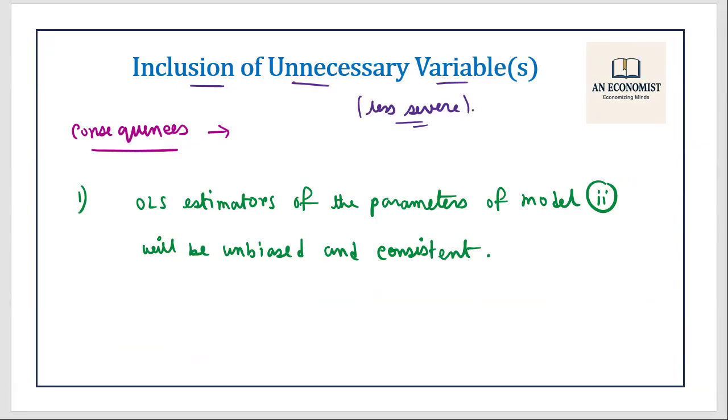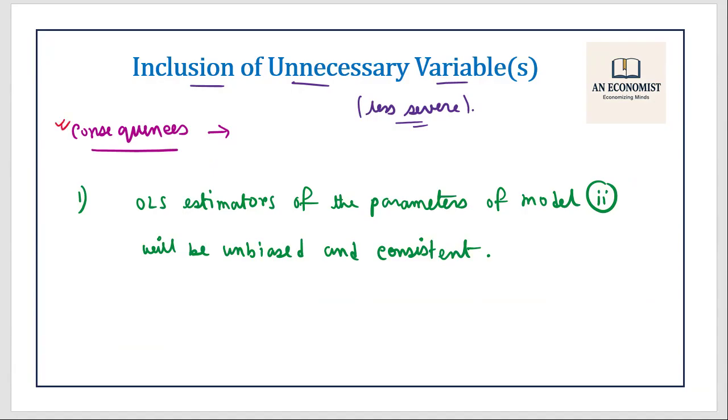So omission of a relevant variable is a more severe kind of problem relative to the inclusion of unnecessary variables. Ideally, both specification biases should not be present in your model, but if one is present, the inclusion of an unnecessary variable will be less severe. The consequences will be less severe than the omission of relevant variables. Right now, let us see what the consequences will be.